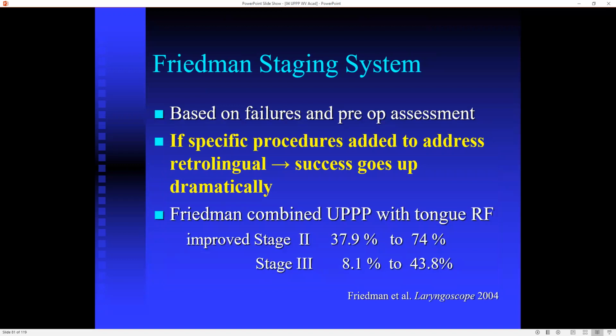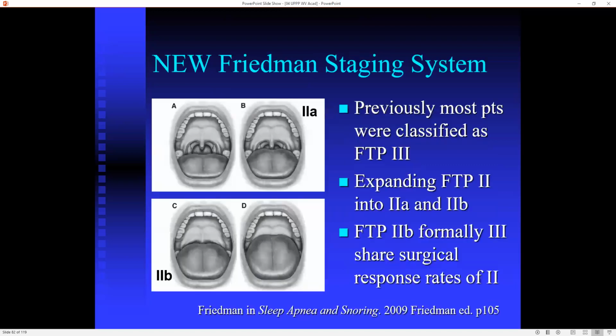So what he did is, he said if specific procedures were added to address the retrolingual obstruction, success goes up. My memory in the previous slide wasn't as accurate as maybe it should have been. The 8% went to 43%, and the 37% stage 2 went up to 74% with a tongue base ablation. But Blue Cross says tongue base ablation is experimental. And this paper, you can see, is 16 years old. So he tried to hone in on his classification system, expanding the Friedman tongue position 2 into 2A and 2P, depending on how much uvula you saw. And the 2A basically could fall into a stage 1 treatment, expecting 80% success.